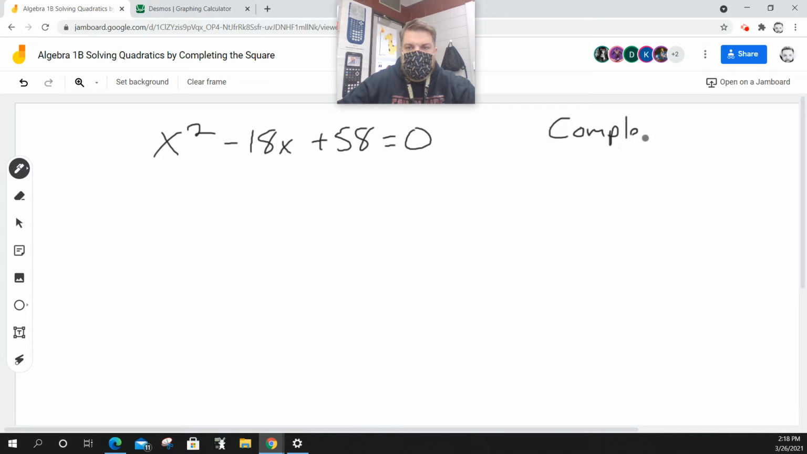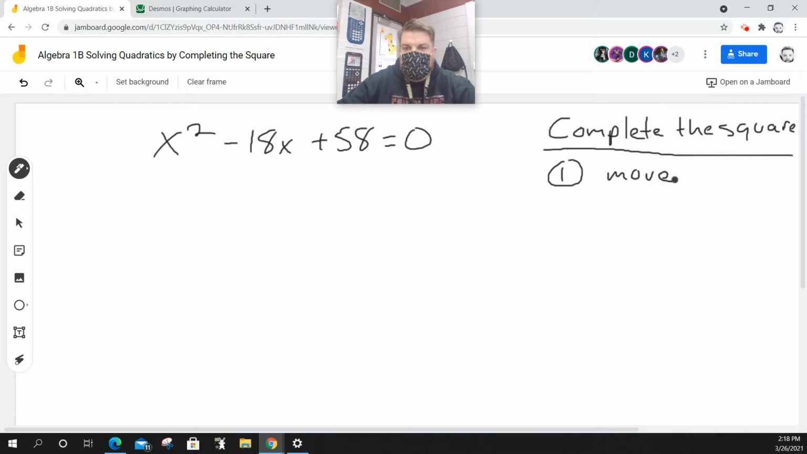So to complete the square, step 1, move constant. Now constant's a fancy math word that means what? No variable, no x. So there's a term here that has no x, that's called the constant. Which one is the constant?